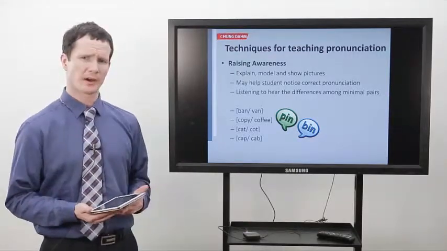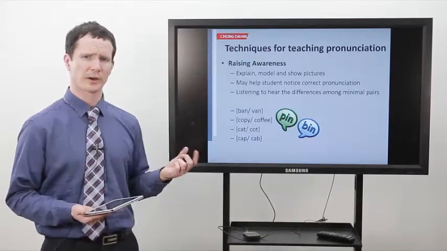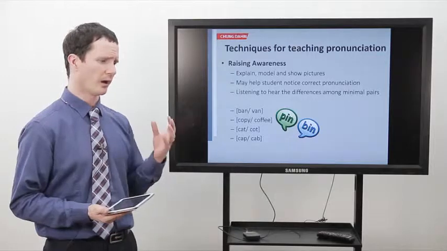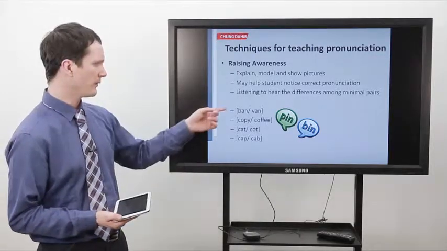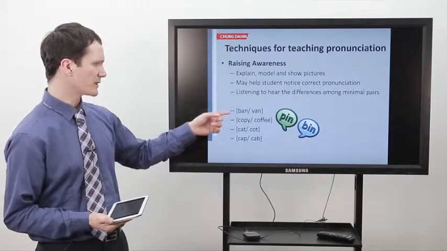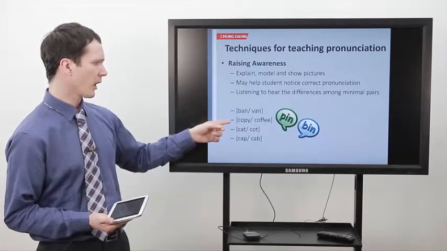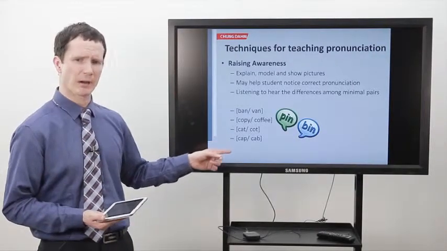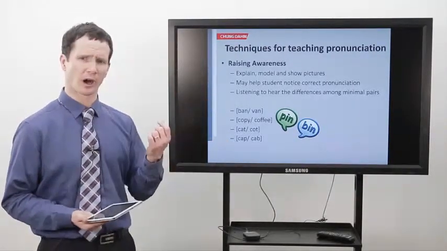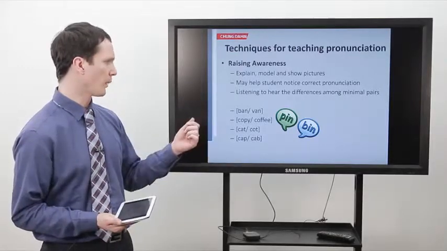Now, minimal pairs are groups or pairs of words that are almost exactly the same except for one sound. And we have 4 examples here. We can see ban, van, copy, coffee, cat, caught, and cap, cab. Each of these words are almost the same except for one sound.